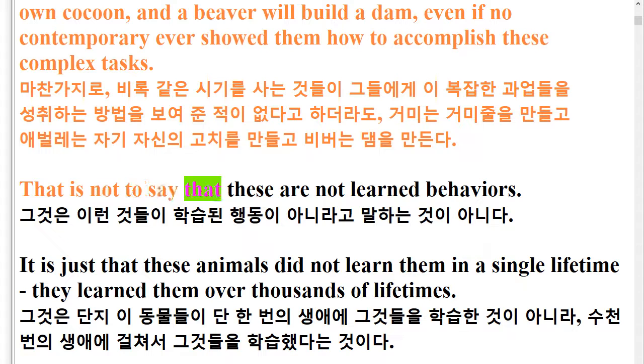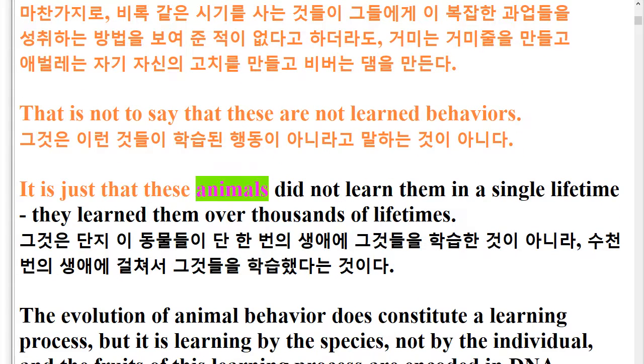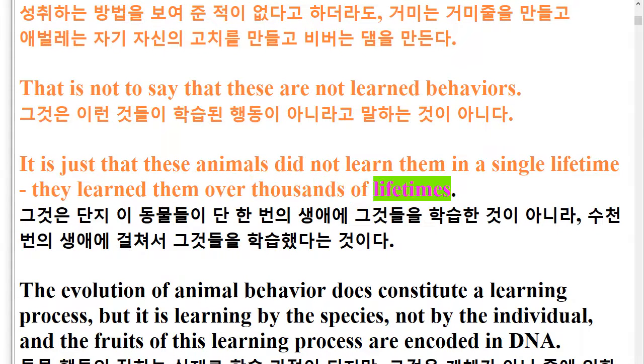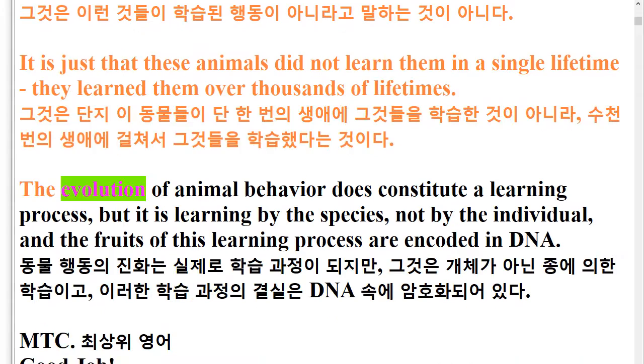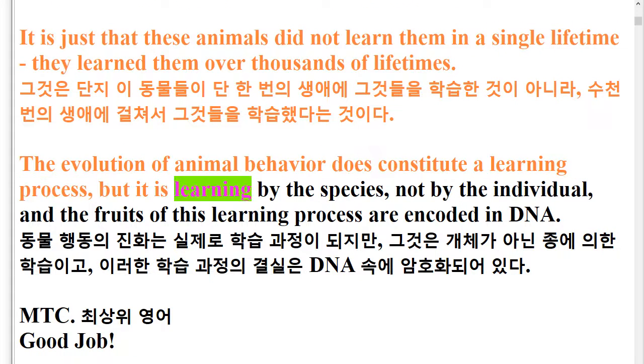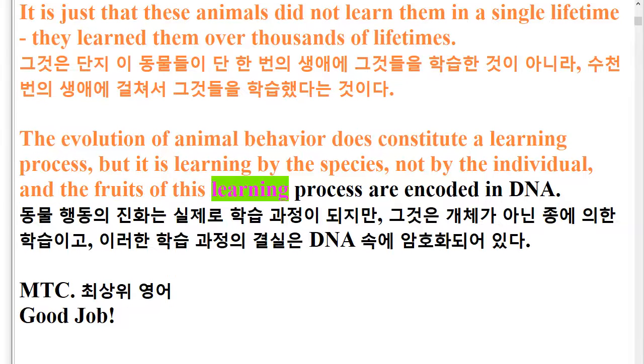That is not to say that these are not learned behaviors. It is just that these animals did not learn them in a single lifetime, they learned them over thousands of lifetimes. The evolution of animal behavior does constitute a learning process, but it is learning by the species, not by the individual, and the fruits of this learning process are encoded in DNA.